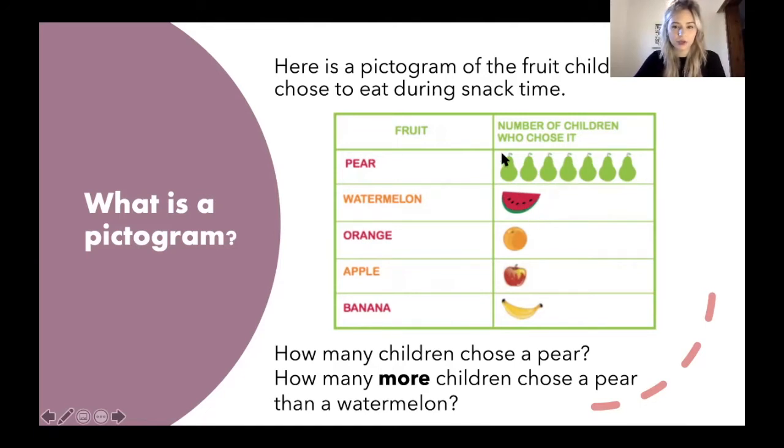So what we can do, these kind of cancel each other out. So I'm going to draw a line through this pear and the watermelon. How many more children chose a pear than a watermelon? 1, 2, 3, 4, 5, 6. 6 children chose a pear rather than a watermelon.